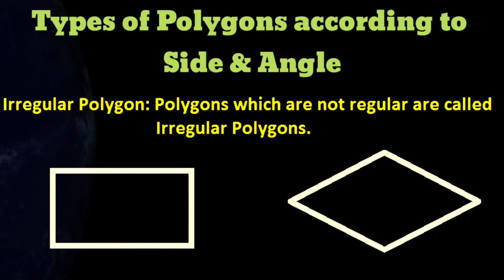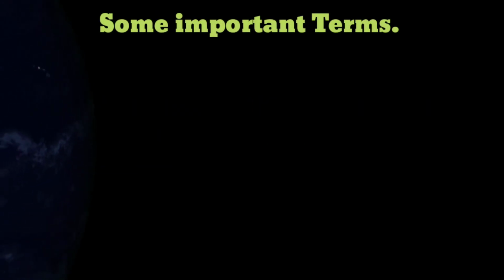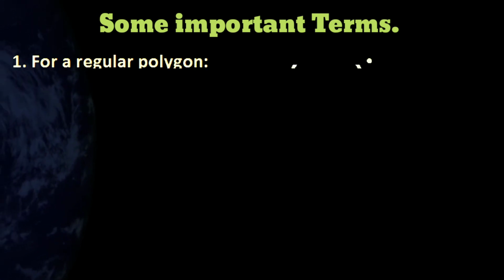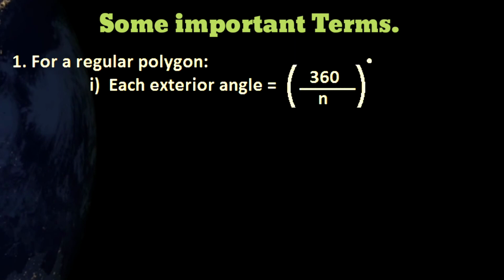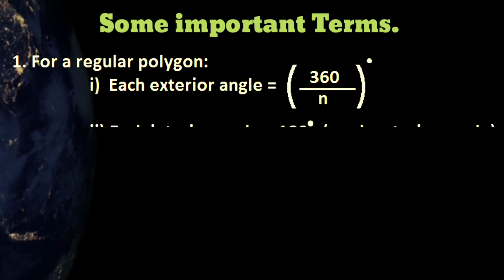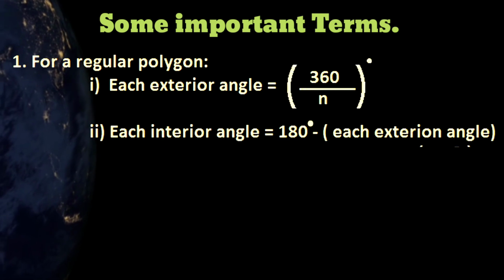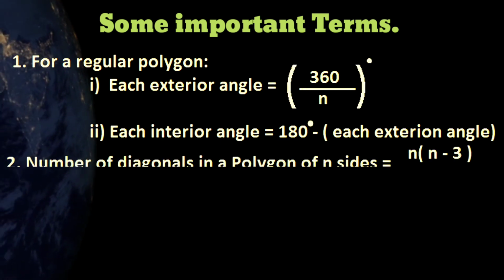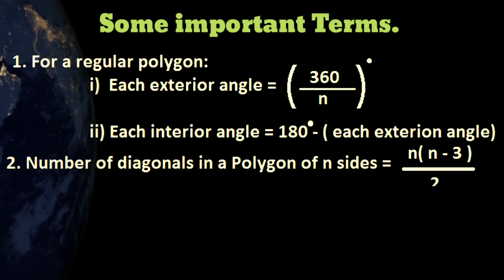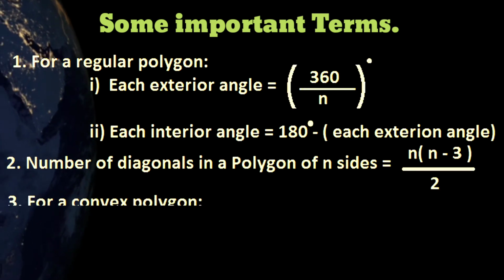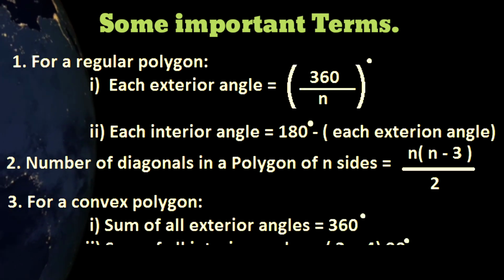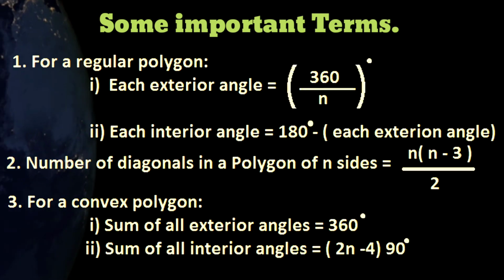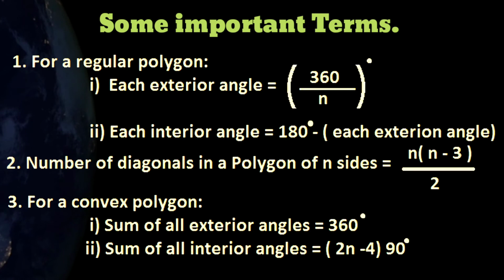Further, we will discuss important terms related to polygons. Each exterior angle in a regular polygon is equal to 360 divided by the number of sides, and each interior angle of a regular polygon is equal to 180 degrees minus each exterior angle. The number of diagonals in a polygon of n sides is equal to n multiplied by (n minus 3) over 2.